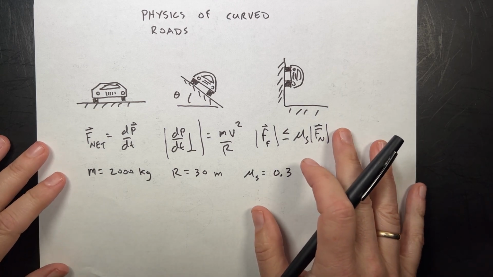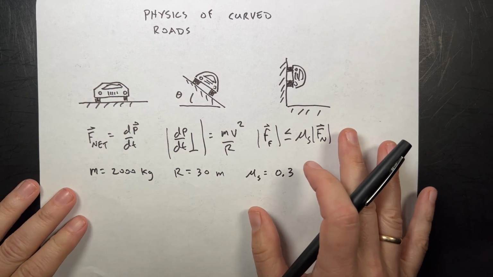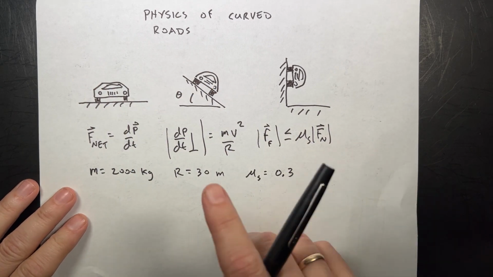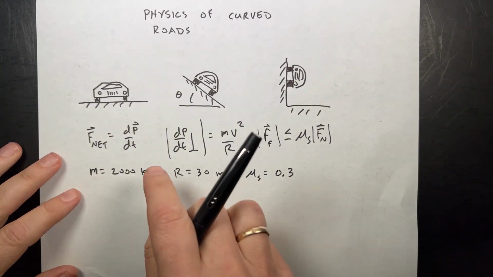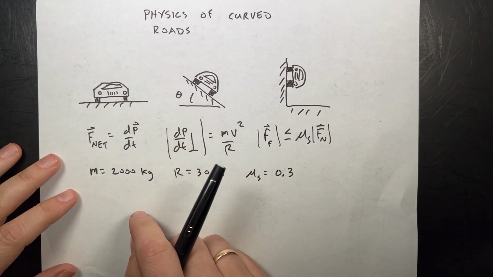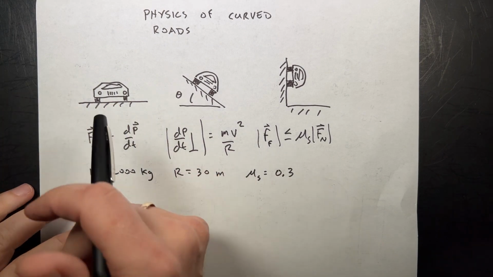I'm going to look at three different cases of cars turning on roads. So in this first case, and these are all looking at the car driving out of the road instead of from the top. But in this first case, it's just a flat road.